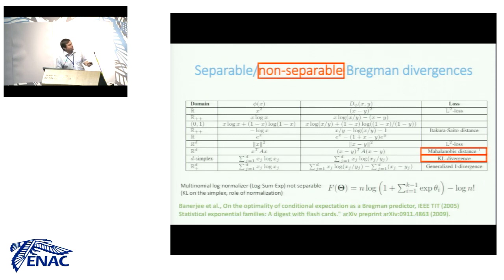And what is a separable Bregman generator from a non-separable Bregman generator? Here you have a table of common domain and generators and the Bregman divergence. So you will see that most of the usual stuff is separable, but some of the divergences like the squared Mahalanobis distance or the Kullback-Leibler divergence on the simplex are not separable. Okay.